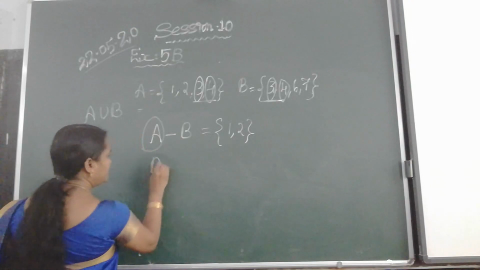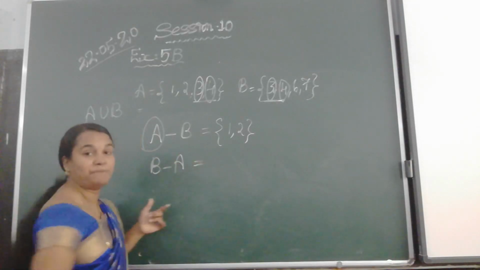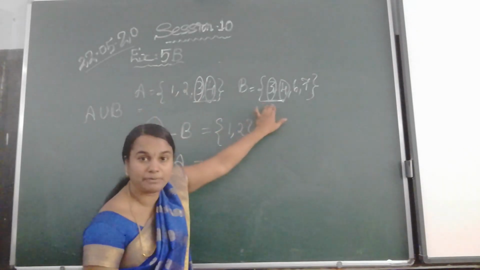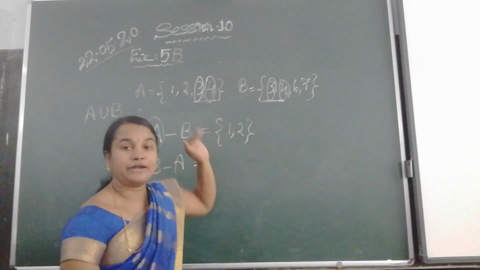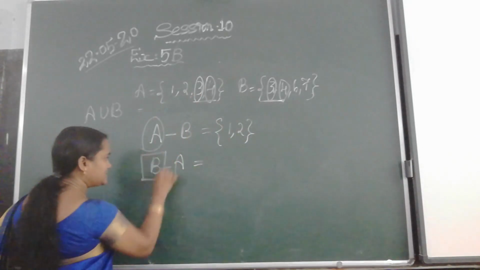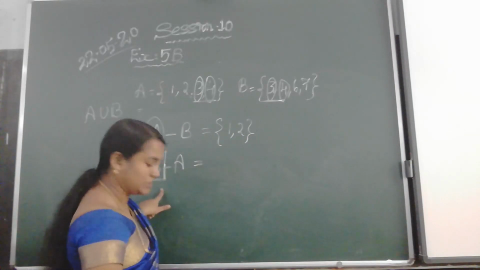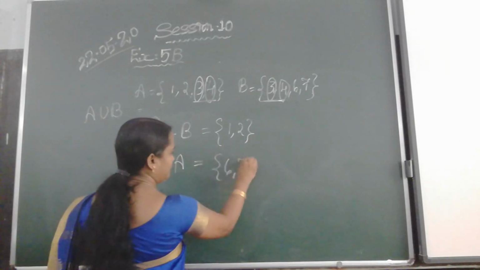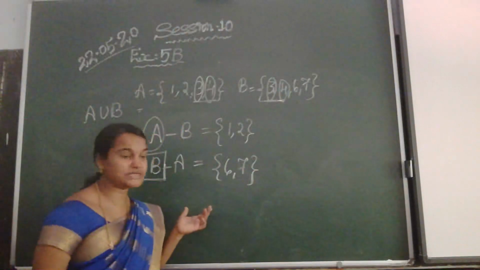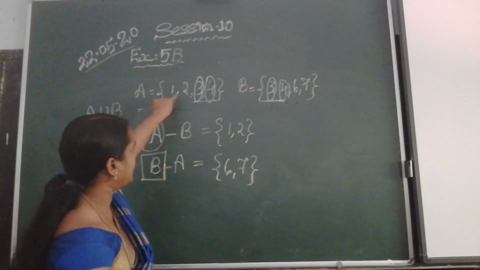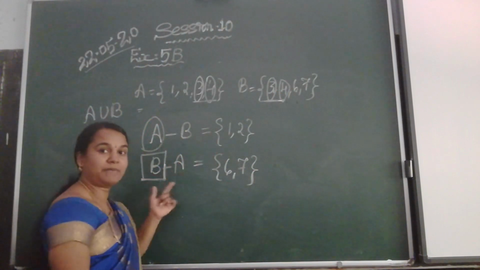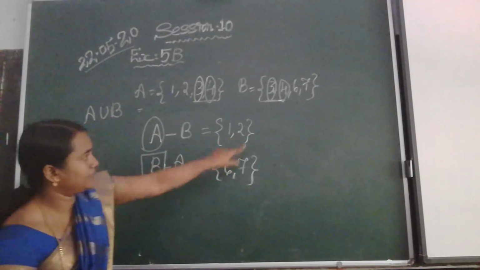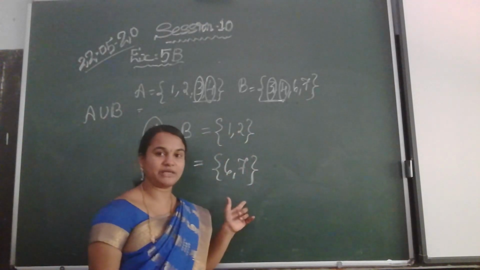Now if they ask B minus A, we have to compare the same A and B. Here the common ones are 3 and 4, and B is given first. That means which is left in B, that we have to write. This is the answer, 6 and 7. Don't get confused on this. If A minus B, which part is left in A, that first we have to write. If B minus A, we look at the first place, which is left in B, that we have to write. Clear? Understood what is B minus A?